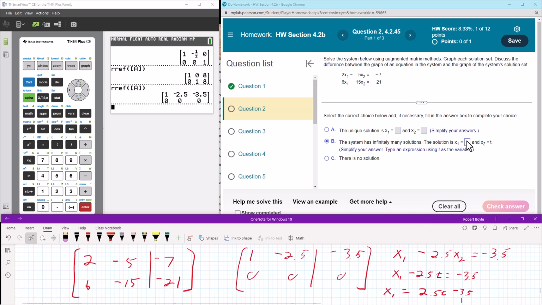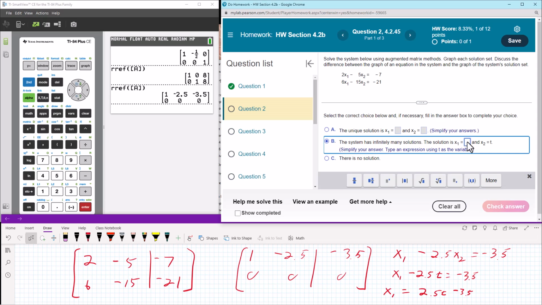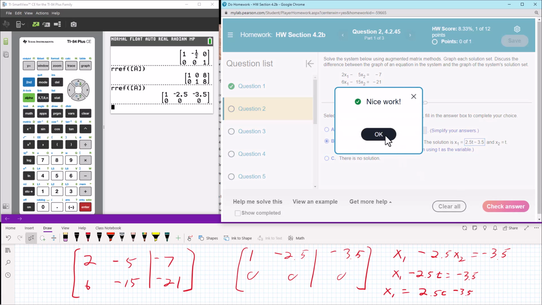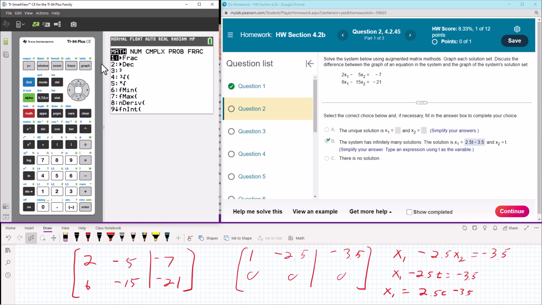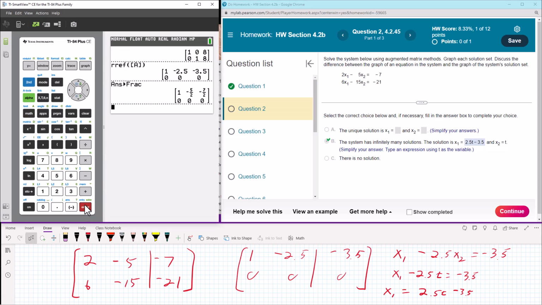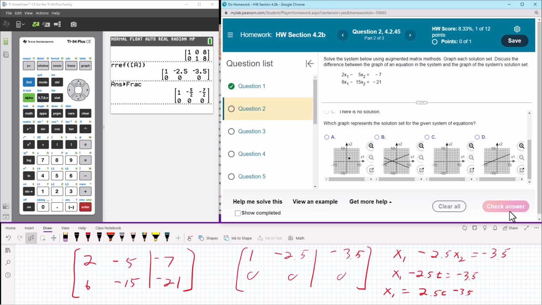And you could put it in as a decimal, or you could put it in as a fraction. I'm going to try to put it in as a decimal. That would be 2.5 times t minus 3.5. And there you go. Now, if you wanted to express this as a decimal, once again, you just hit math, fraction, and that's what it would look like in terms of a decimal. Okay, so that's the first part. What's the second part? The second part is which graph represents the solution set for the given system of equations.